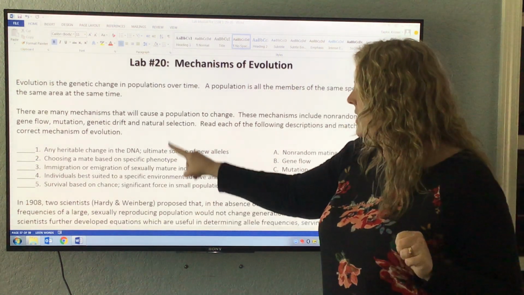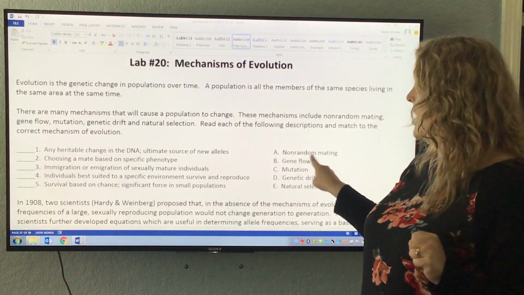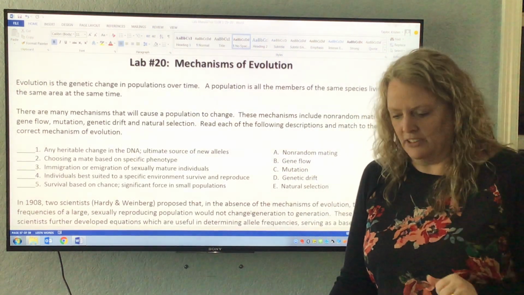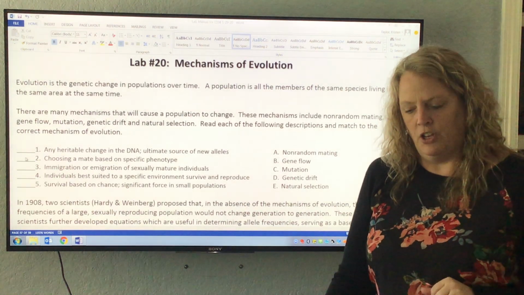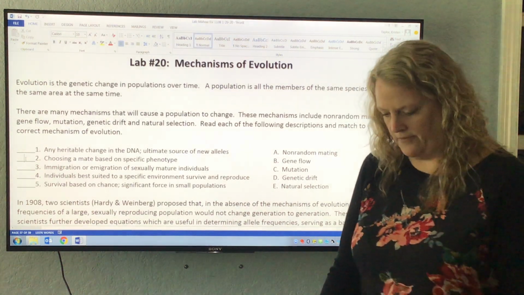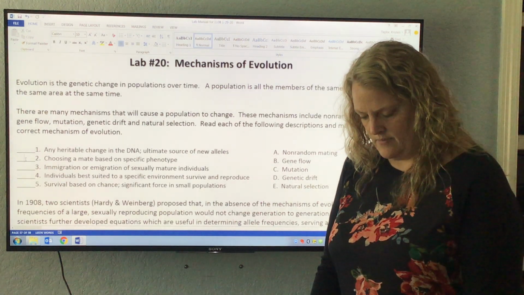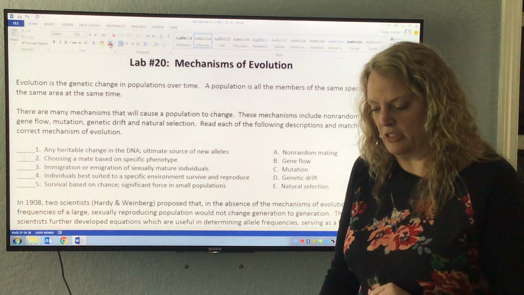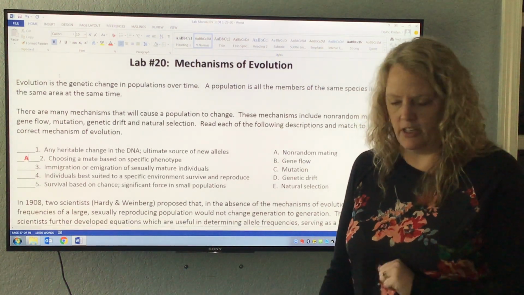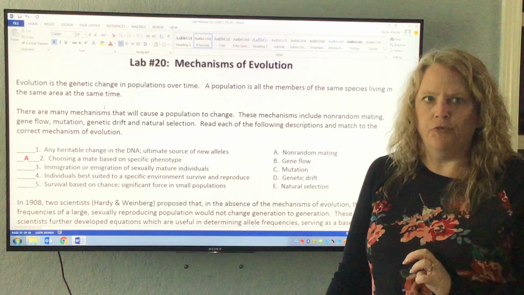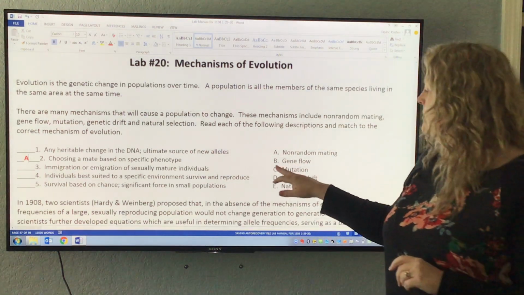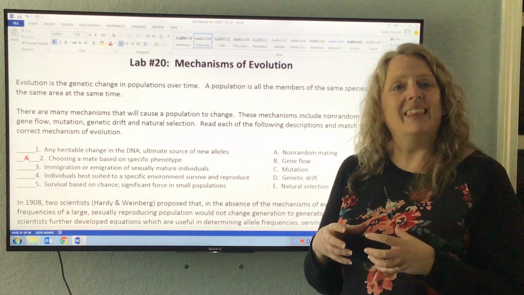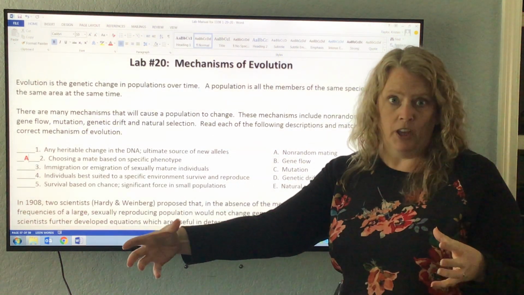So which one of these would go with non-random mating? And hopefully at your end, you pick number 2. I'm going to make that red and bold so you really see. Okay, did you pick A for number 2? Alright, the next one down, B is gene flow. So gene flow is movement of alleles from one population to another.